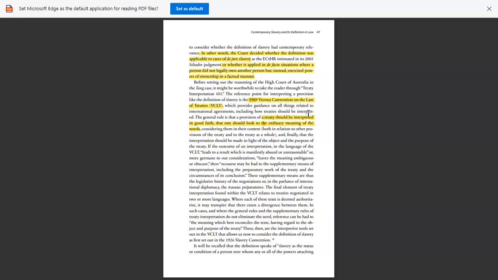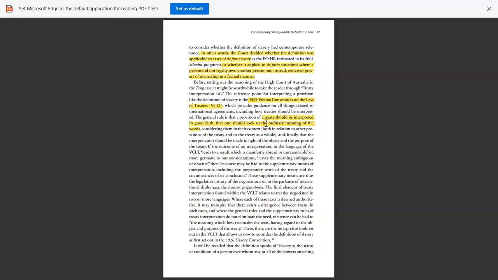A treaty should be interpreted in good faith. One should look to the ordinary meaning of the words. Now, many of us believe that we should be using ordinary meanings of words. In fact, forcing a person to use a different language is one of the conditions, one of the powers, if you will, that can be attached to the condition like slavery. And we saw that at the beginning.